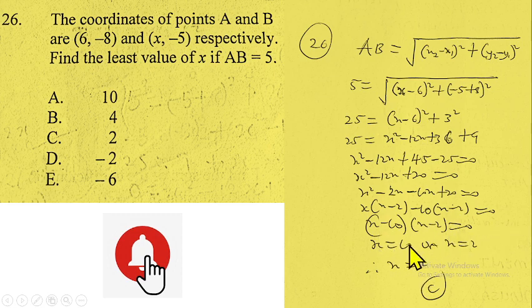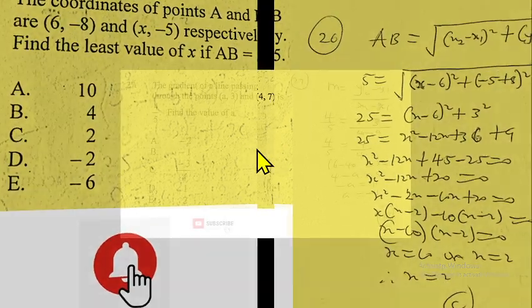Technically, s is equal to -10 or s is equal to 2. But because the question asks us to find the least value, what's the least value between -10 and 2? And the answer is 2. So option C is the correct option for question number 26.